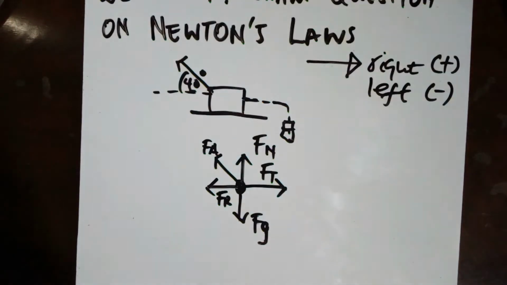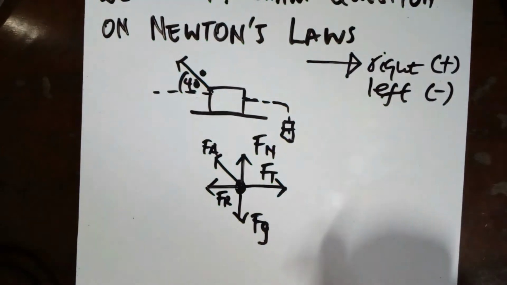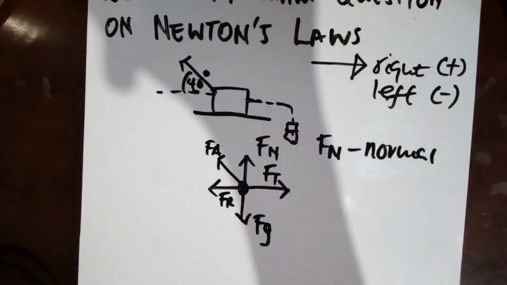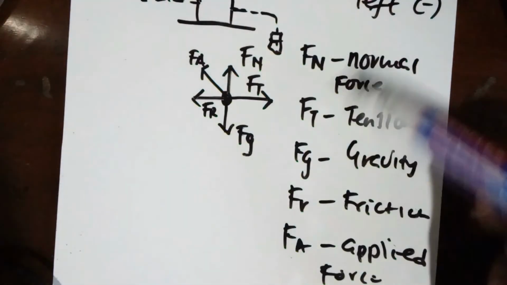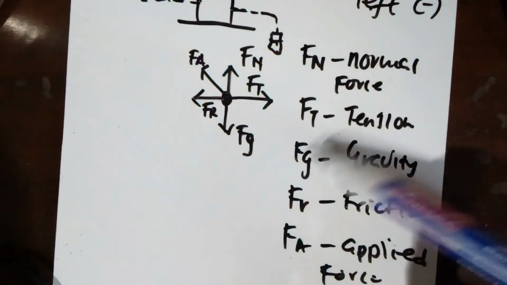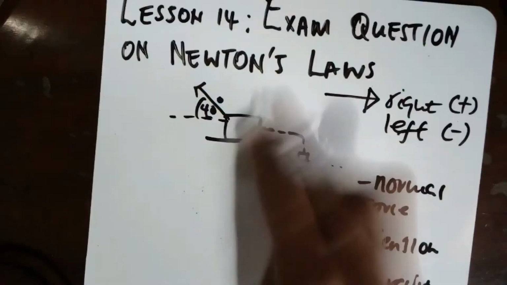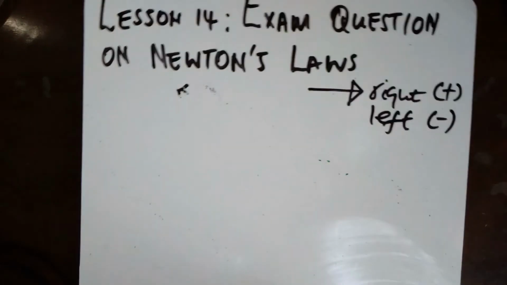So that's how you normally draw this free body diagram in this situation. I hope that is making sense. And remember, like I always say, you should also mention what each label is. On the side there, tell the examiners that Fn is normal force, Ft is tension, Fg is gravity, Fr is friction, and Fa is your applied force, so that they know what you mean when you mention Fa and all of these things. And now for the next question, let me just remove this.